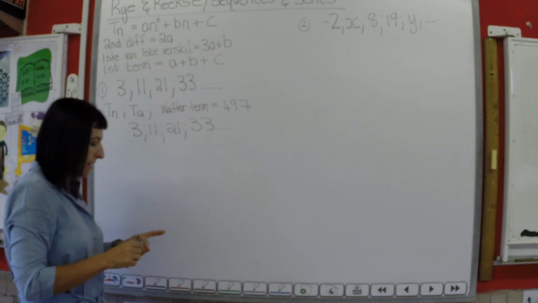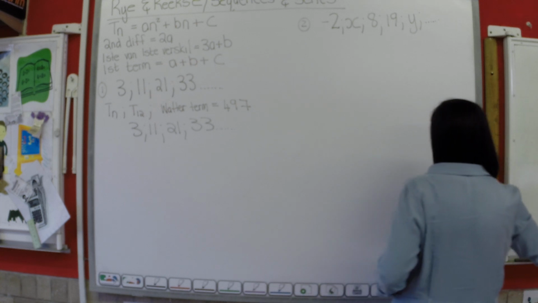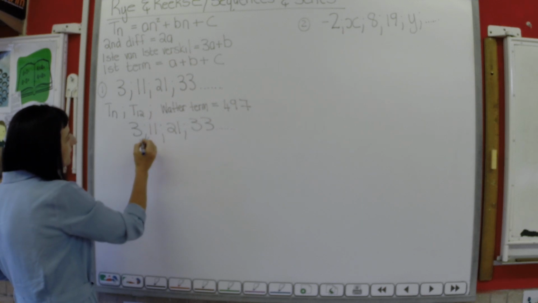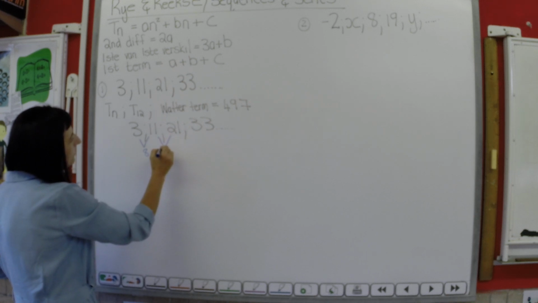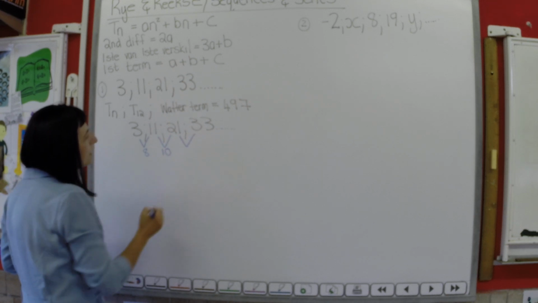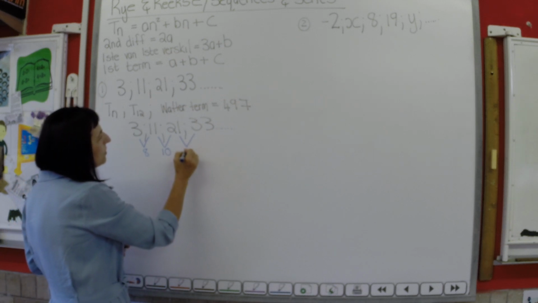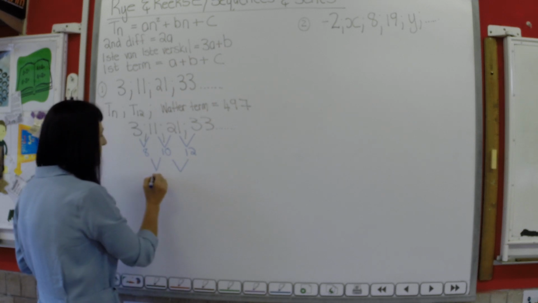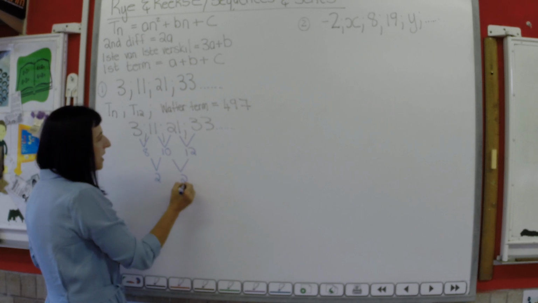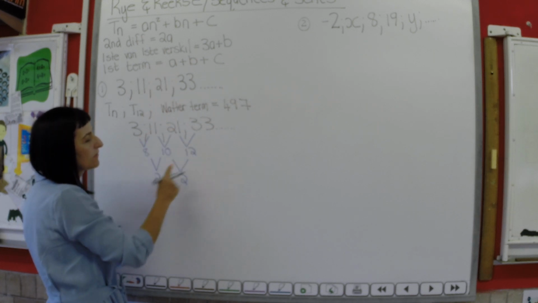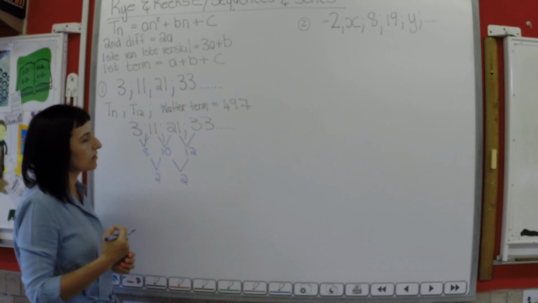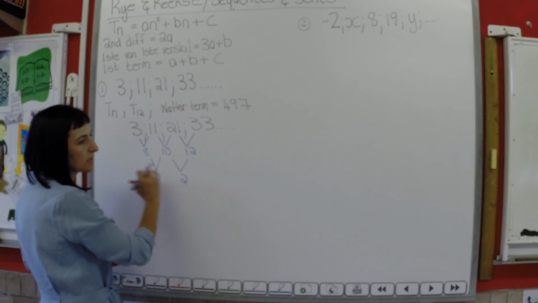So let's get our first differences. Kry ons eerste verskil. Ons gaan sê 3 plus wat gee vir my 11? Dis 8. 11 plus 10 gee 21 en 21 plus 12 gee vir my 33. Let's get the second difference too. So that's plus 2, plus 2. And when it's a quadratic number pattern, the second difference will always be constant. Die tweede verskil is konstant. So hoe weet ek is kwadraties? If you determine the second difference, it must be the same.